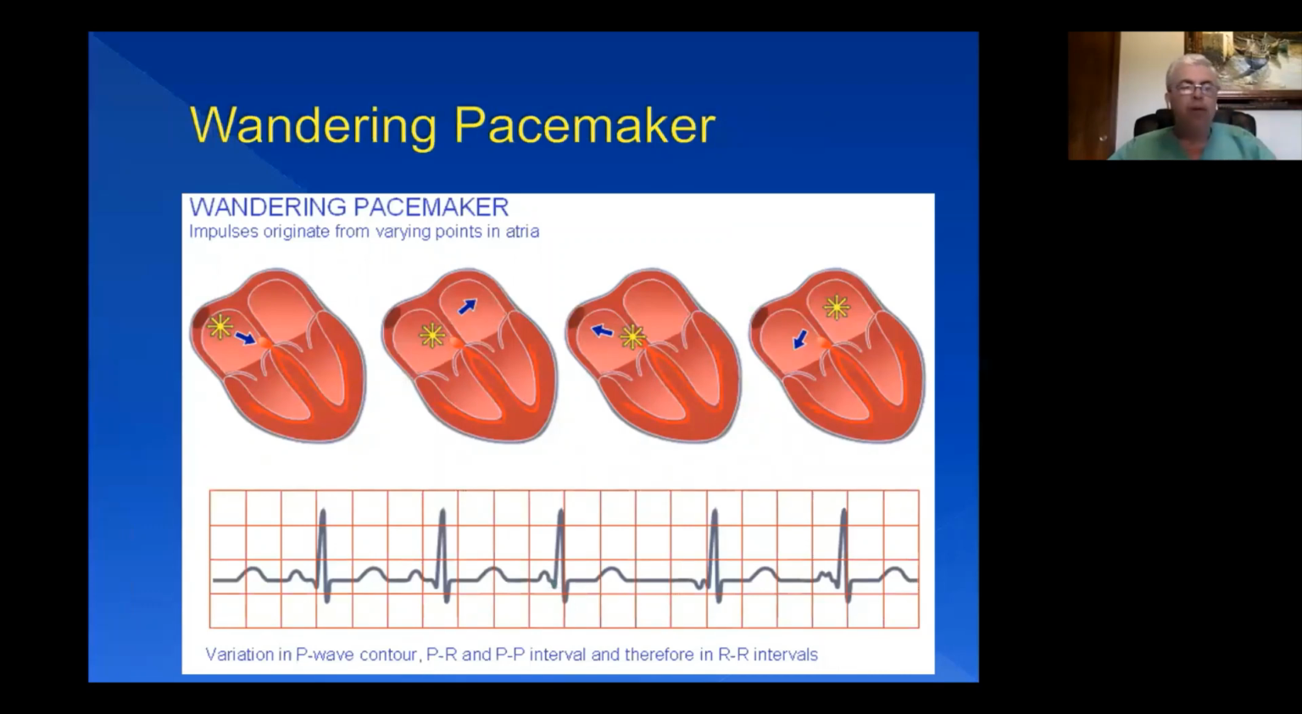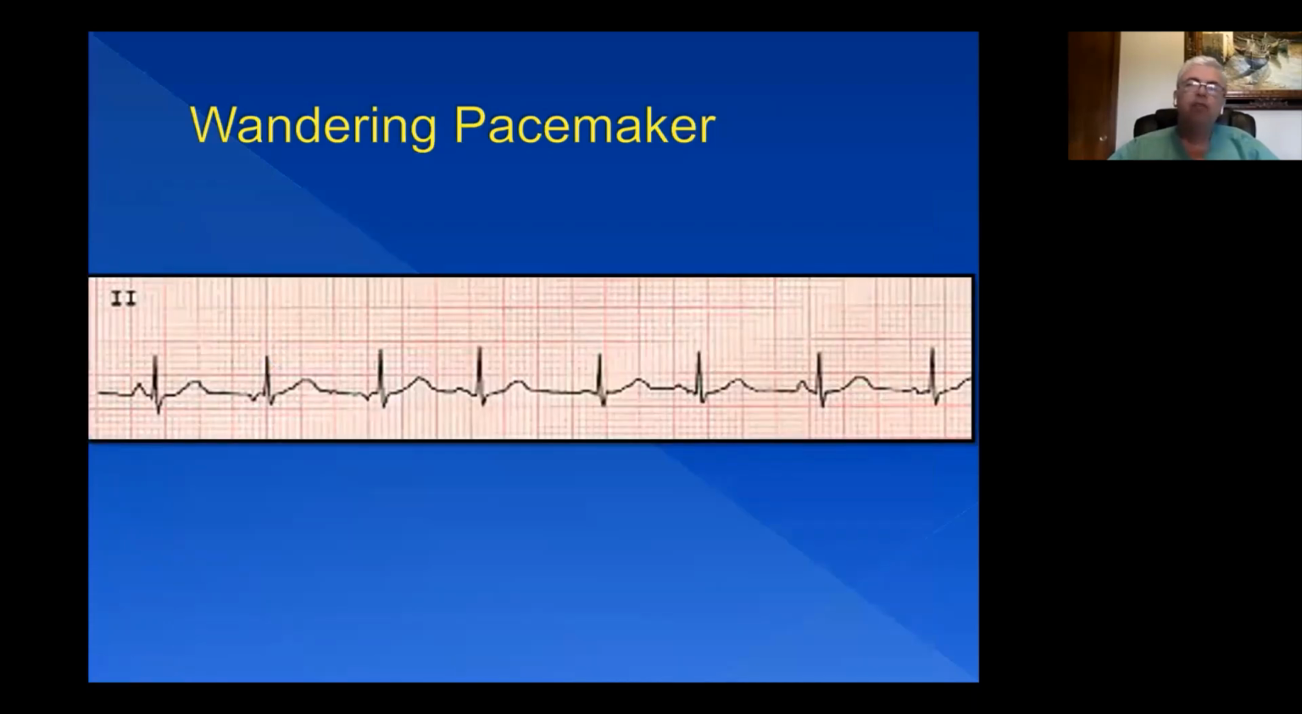Something called wandering pacemaker is the same as multifocal atrial tachycardia in principle, and that is having multiple spots firing. The difference between wandering pacemaker and multifocal atrial tachycardia is just simply the speed. You have different P wave morphologies and different PR intervals, but the heart rate is not greater than 100. That's the main difference. And this is an example of wandering atrial pacemaker.